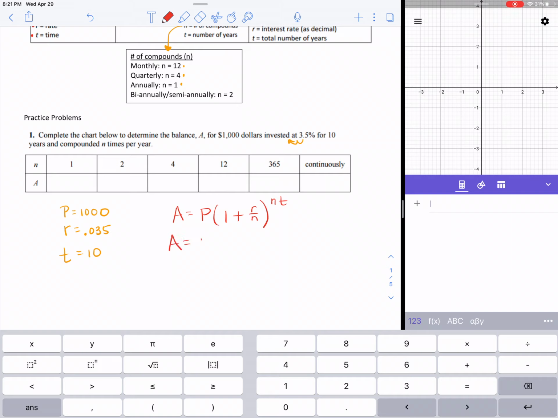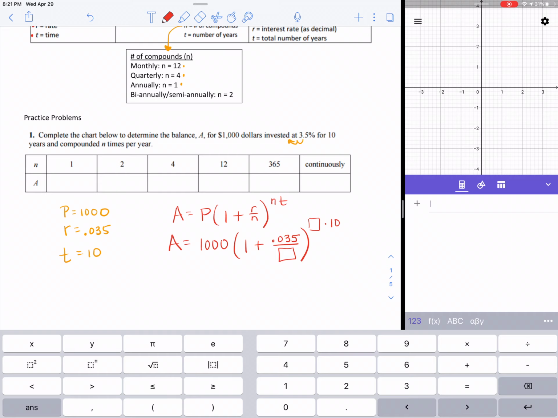So for the first one, they're saying 1 year. Well, the 1,000 is the P, 1 plus 0.035 over, I'm going to keep the n open for now, and then there's an n here, and then the t is times 10. So these two numbers depend on the number of times you're compounding a year. Everything else is set up, the principal and the rate and the time. We want to find the new amount.